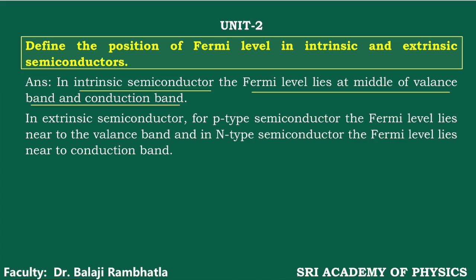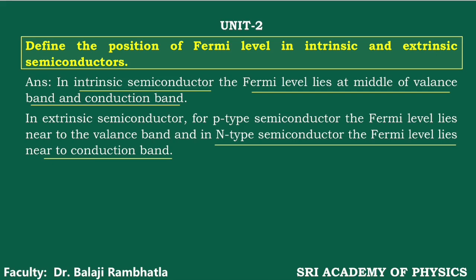When it comes to N type semiconductor, the impurities we add are called donor impurities, which lie nearer to the conduction band. So the distribution of the charge is more in conduction band compared to the valence band. So the Fermi level in case of N type semiconductor lies nearer to the conduction band.